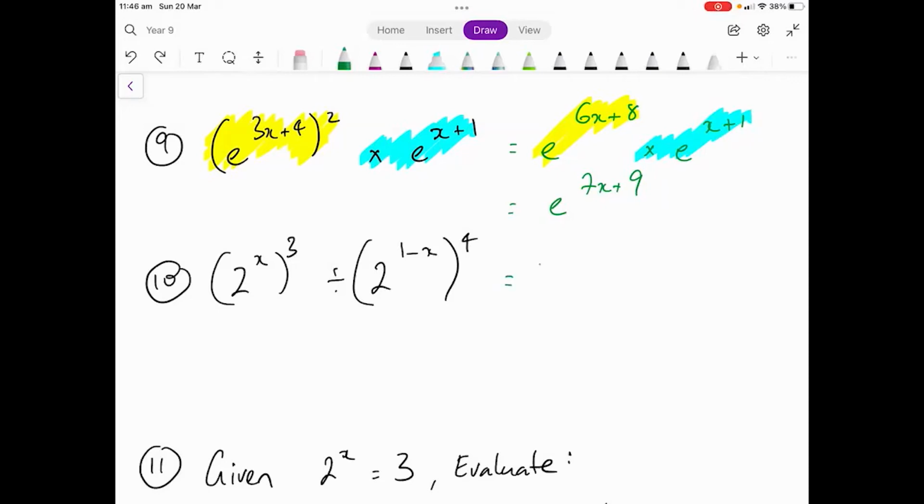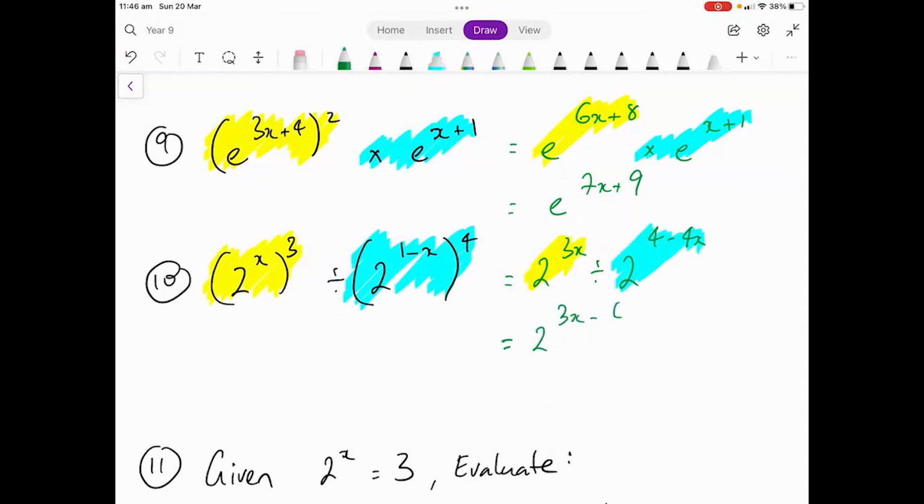Question 10, I need to get rid of those brackets. So the first term becomes 2 to the power of 3x, and the second term becomes 2 to the power of 4 minus 4x. And now I can do my division. This means that I subtract my powers, so 3x minus, in brackets, 4 minus 4x. Make sure you put those in brackets so that you don't get the signs wrong.